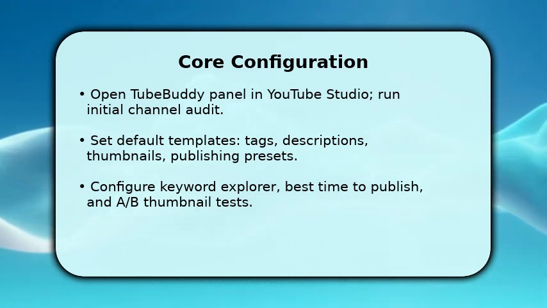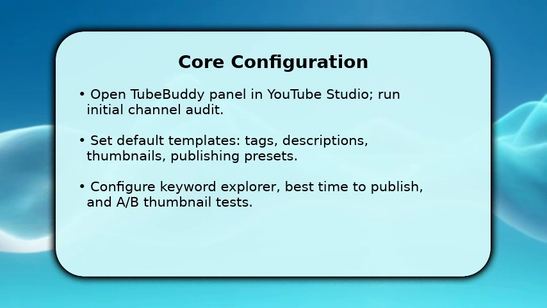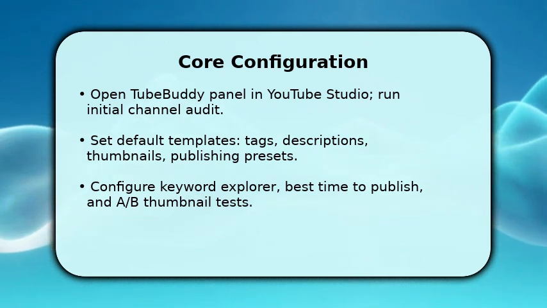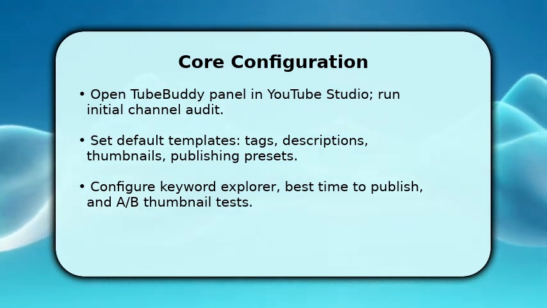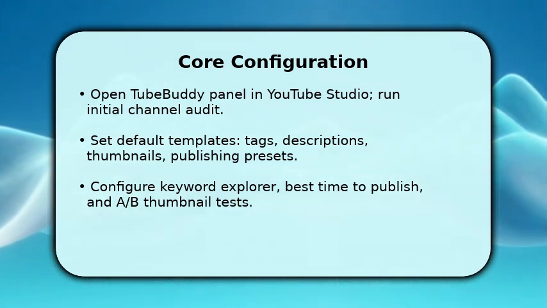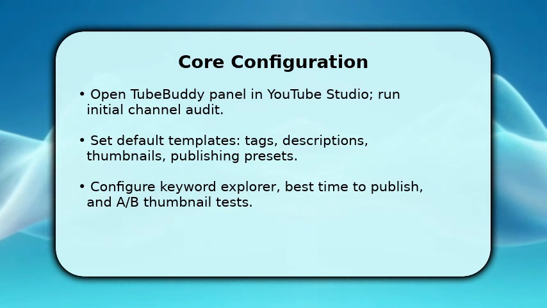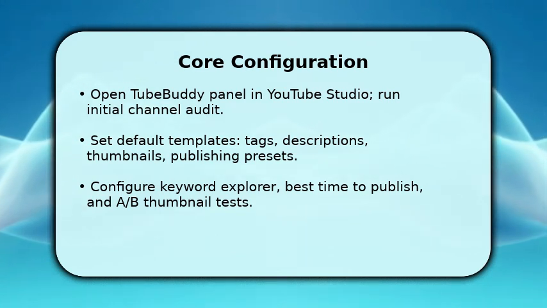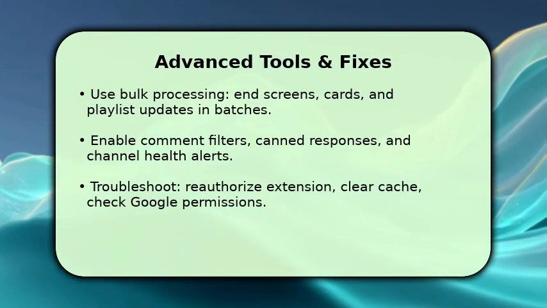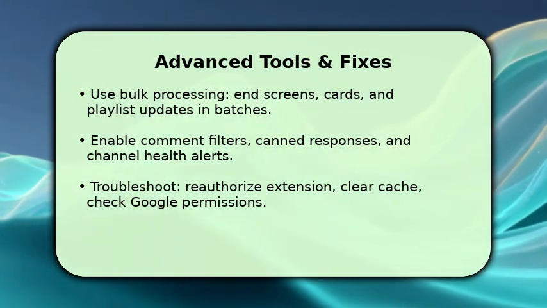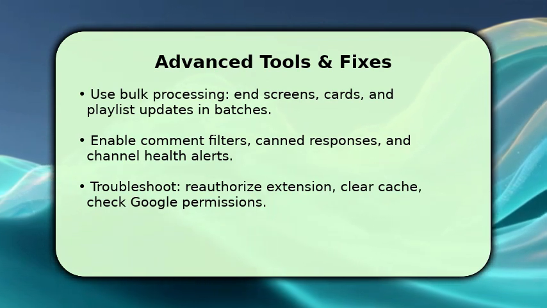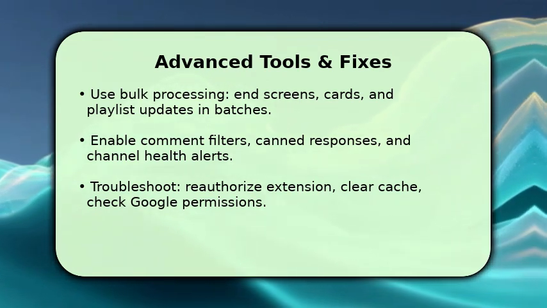This improves suggested keywords. Finally, enable A/B thumbnail testing and publishing presets. That lets you test visuals and auto-apply metadata to future uploads for consistent optimization. Finish by applying advanced tools. Run bulk processing to update end screens, cards, and playlists across multiple videos to save hours.